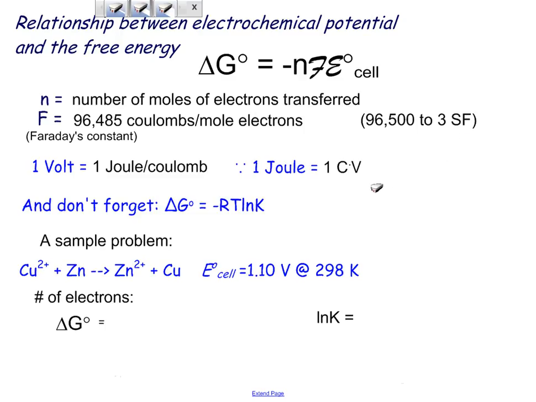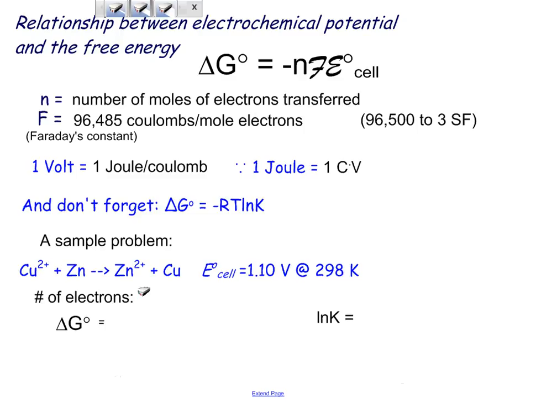The other thing we can do is if we know delta G, we can figure out its equilibrium constant. A negative delta G gives us a positive or large equilibrium constant favoring products. A positive delta G gives us an equilibrium constant less than 1 favoring reactants. So now that we have all that background, let's take a look at a problem.